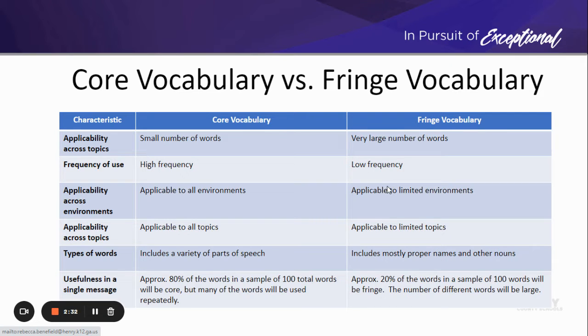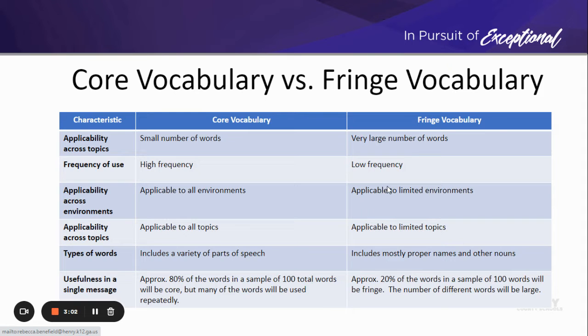Applicability across topics. Core vocabulary can be used when you're talking about playing. It can be used when you're talking about eating. It can be used when you're talking about school things. So it's applicable across a lot of topics. Fringe vocabulary is really limited to whatever topic you're discussing that contains that vocabulary. Types of words, the core vocabulary includes a variety of parts of speech, while the fringe vocabulary includes mostly proper names and nouns.